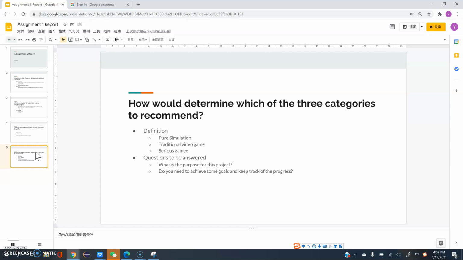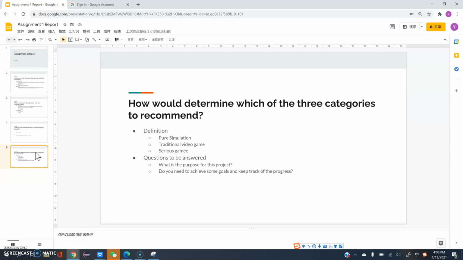In order to decide which category this person should choose, several questions need to be answered. First, what is the purpose of the project? This answer may vary, but if it is related to entertainment or enjoyment, then it should fall into the traditional video game. If the answer is something other than entertainment, then it should fall into other categories.